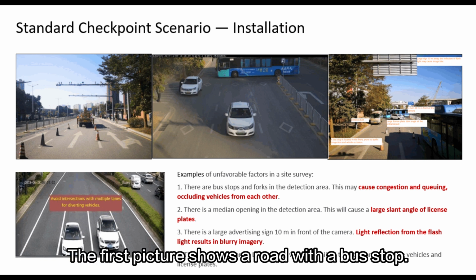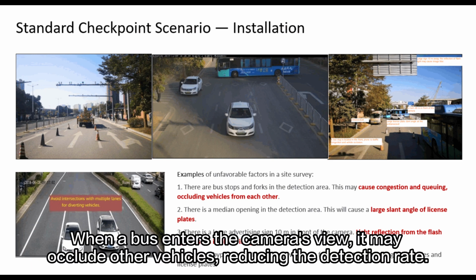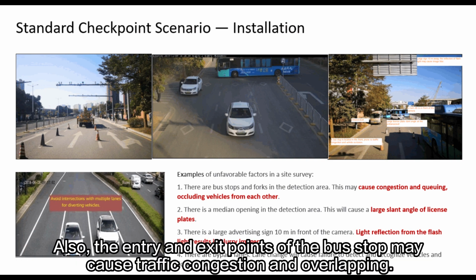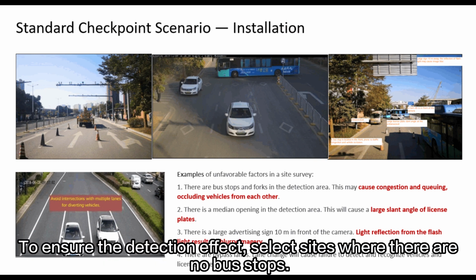The first picture shows a road with a bus stop. When a bus enters the camera's view, it may occlude other vehicles, reducing the detection rate. Also, the entry and exit points of the bus stop may cause traffic congestion and overlapping. To ensure the detection effect, select sites where there are no bus stops.